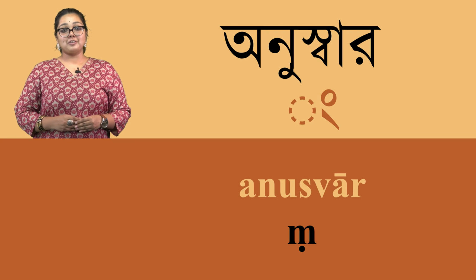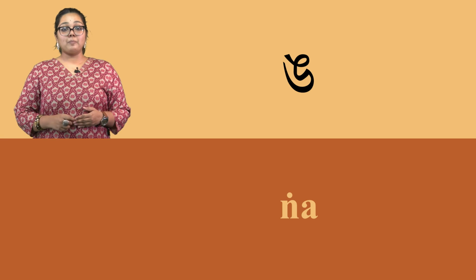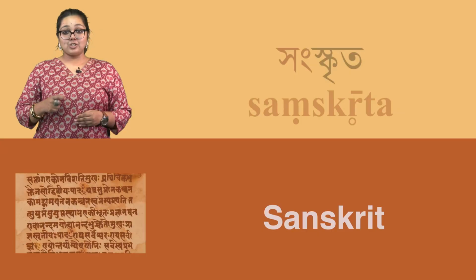The next letter is Anushar. It is written on the right side of a consonant and a vowel. In Bangla, it is pronounced as the velar nasal ng. It can occur word medially, such as Sanskrito, and word finally as in shang, which means clown. It cannot occur word initially.